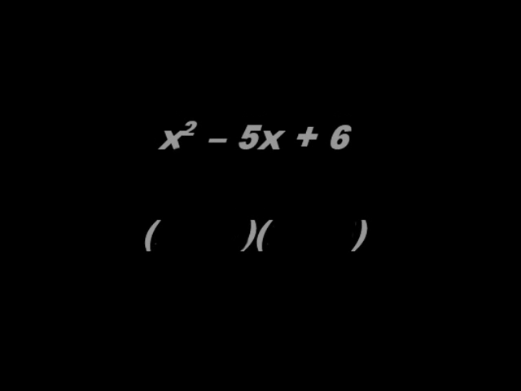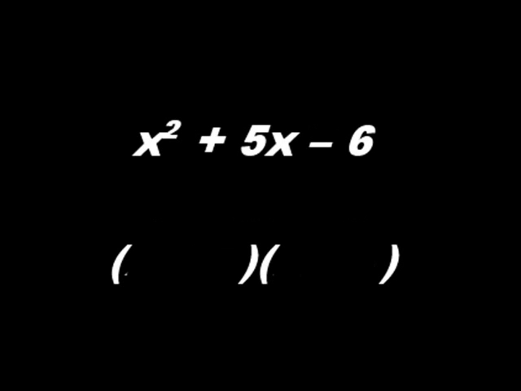Similarly, x squared minus 5x plus 6. The number term is positive, so both brackets have the same sign as the middle term, namely negative, and the factors of 6 again have to add to give 5. So the factors will be x minus 2 and x minus 3.